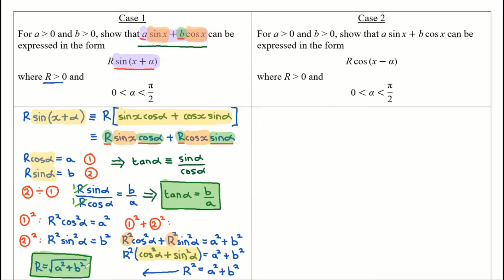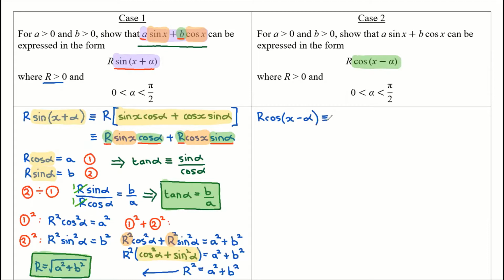All right, now again, if you could follow the process, I would suggest that you pause the video and try and replicate this, but using case 2, so using the cosine identity. See what results you get in this situation, and I will write up the solution momentarily. Okay, so let's have a look at this. So for the cosine version, very similar idea. We're going to have r cosine of x subtract alpha.